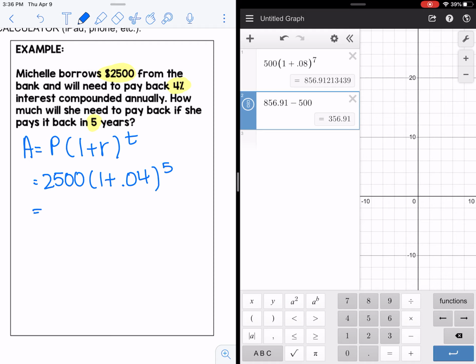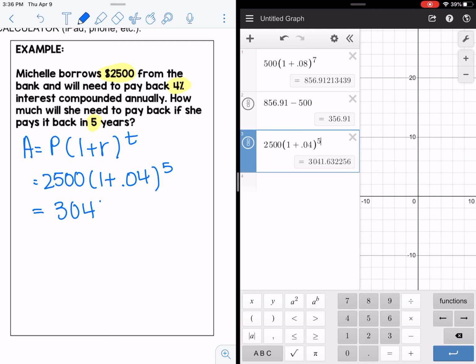And then I'm going to just plug that into my calculator. So again, I know that it's going to be 2,500, 1 plus 0.04 to the 5th power. And that gives us $3,041.63. So now let's figure out what the question was asking, if we need to stop here or if we need a second step.